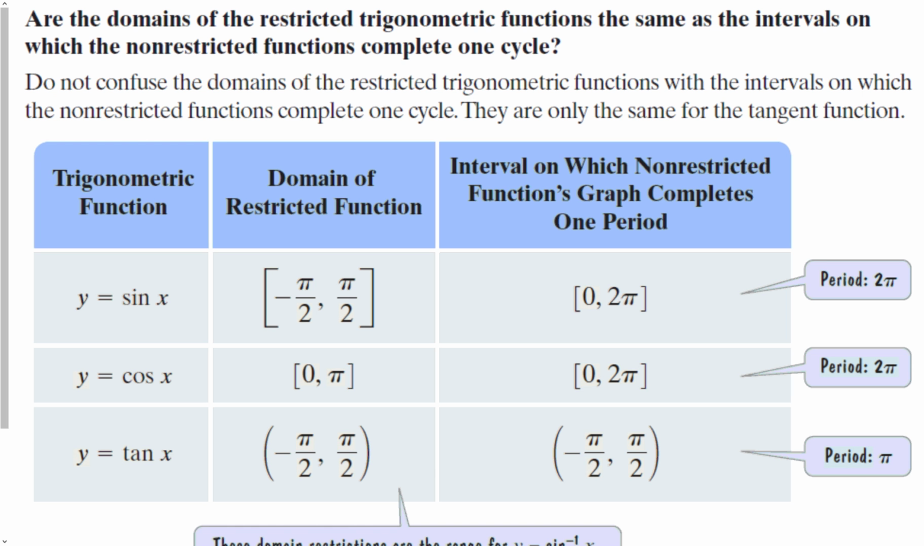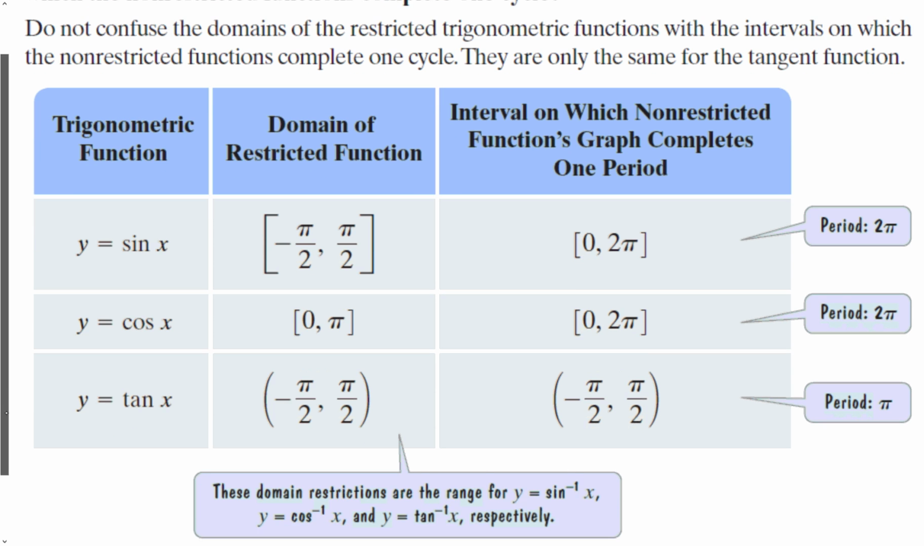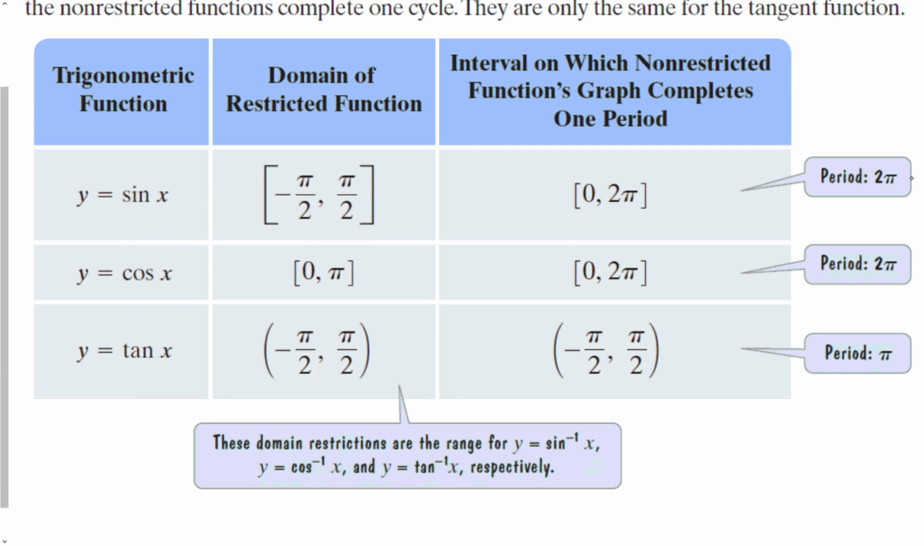All right, so are the domains of the restricted trigonometric functions the same as the intervals in which the non-restricted functions complete one cycle? Yes for tangent, no for sine and cosine. Okay, so remember the period of sine and cosine was 2 pi. The period of tangent is pi. So we're only looking for one positive quadrant and one negative quadrant.